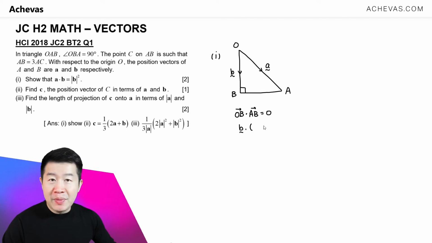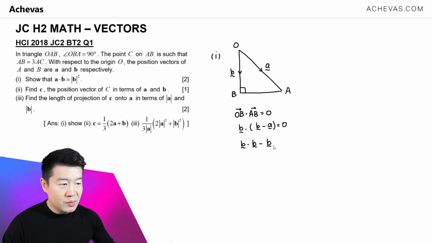Dot AB is vector B minus vector A. This is equal to 0. So if I were to re-express my dot product, it is going to be B dot B minus B dot A. This is equal to 0. And what is B dot B? B dot B is modulus of B squared. And B dot A is the same as A dot B. So here we will have A dot B. This is equal to 0.